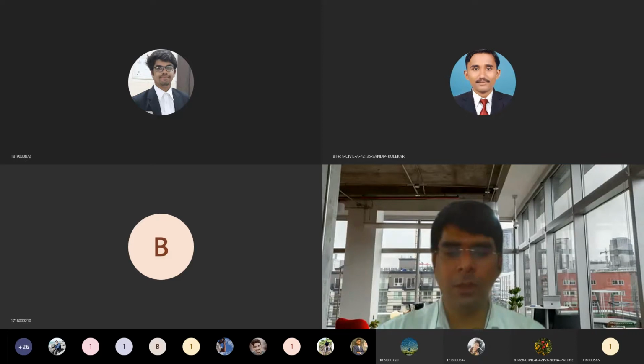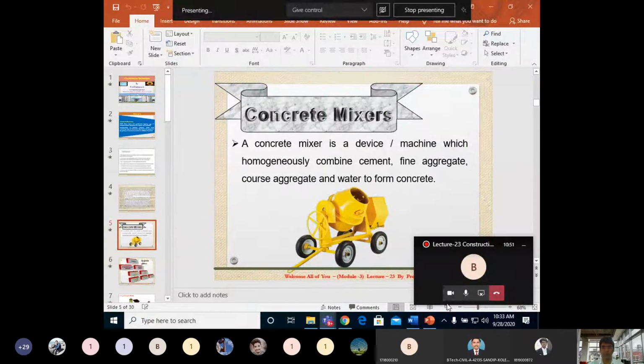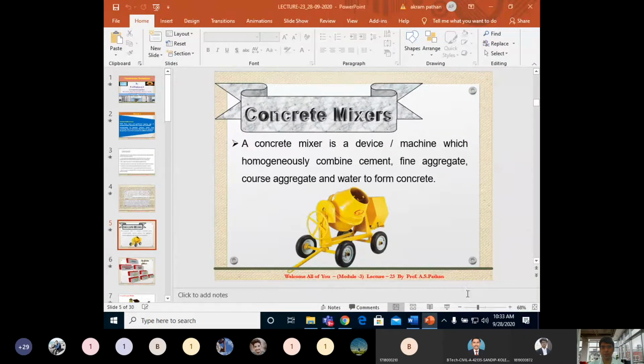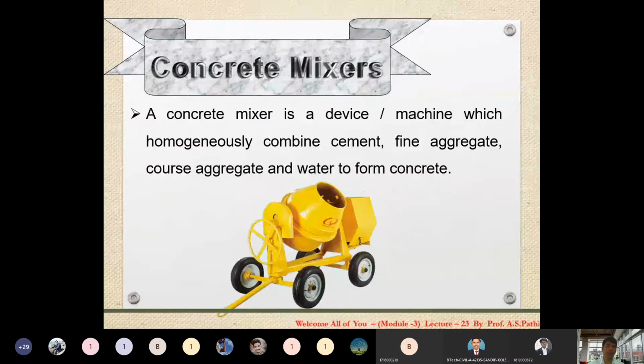So the concrete mixer is one of the important parts of concrete mixing. Okay, so I will share the presentation with all of you. So what do you mean by the concrete mixers? Okay, so are you able to see the slide?